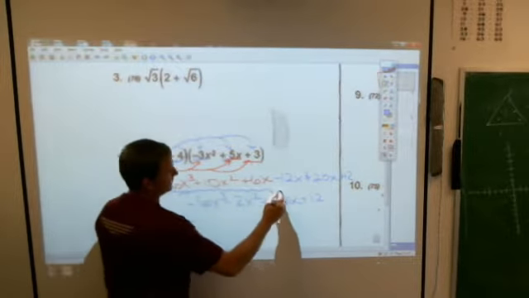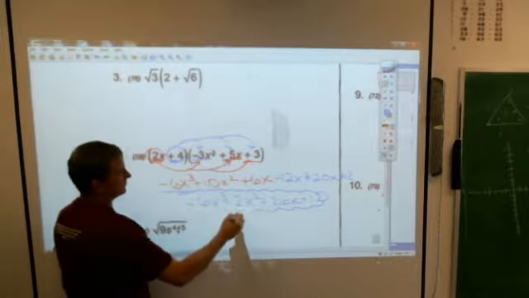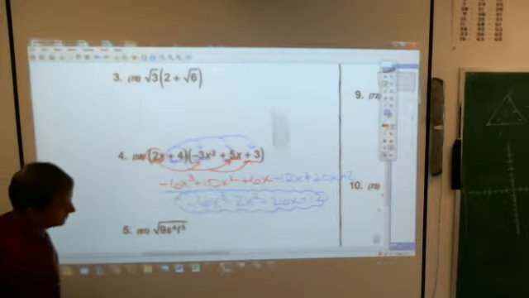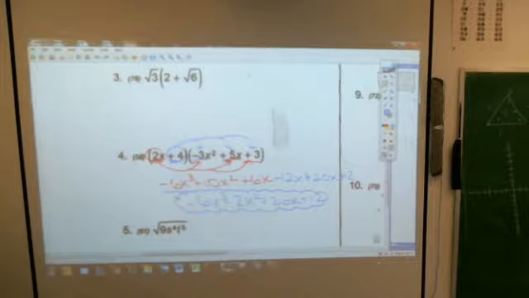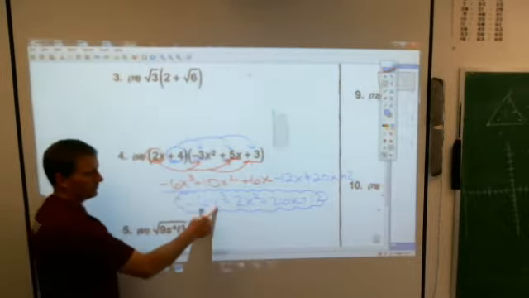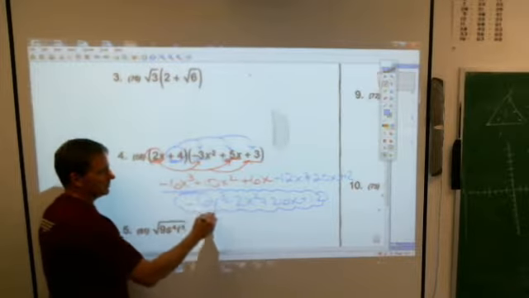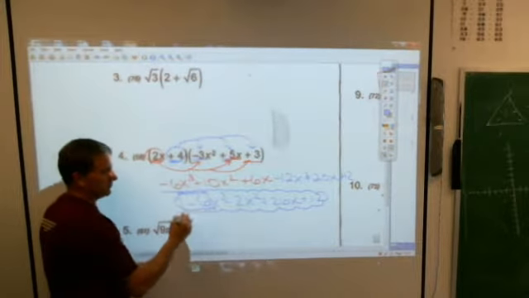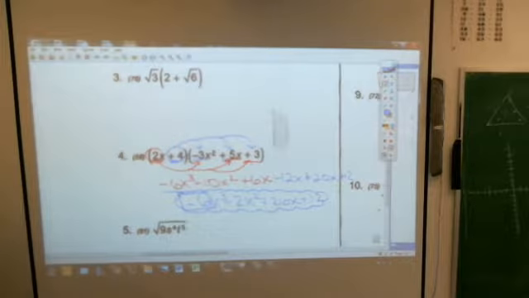Notice it didn't ask you to factor, it just said simplify, and this would be as much as you can do. And if they ever ask you for the leading coefficient, boys and girls, that is the number that is in front of the first term. They didn't ask you on this one, but that's what it is. The leading coefficient is always a number in front of a letter.